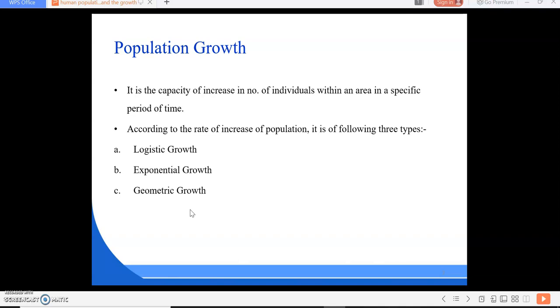Next is population growth. The most important feature of a population is growth, that is, the capacity of increase in individual members, measured by the size or density of a given population from time to time. We can get the rate of increase and can also predict future changes in its size. According to the rate of increase of population, it is of three types. First is logistic growth, second is exponential growth, and third is geometric growth.